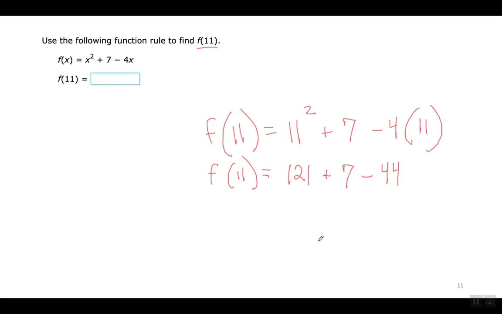Alright? Now the last step is addition and subtraction from left to right. That's very important. You got to go in order from left to right.